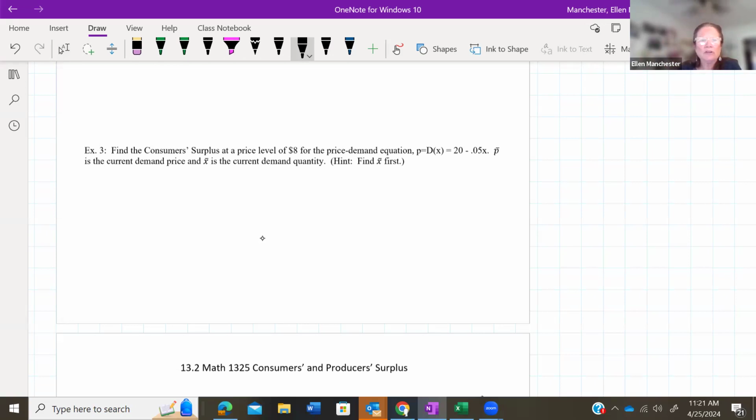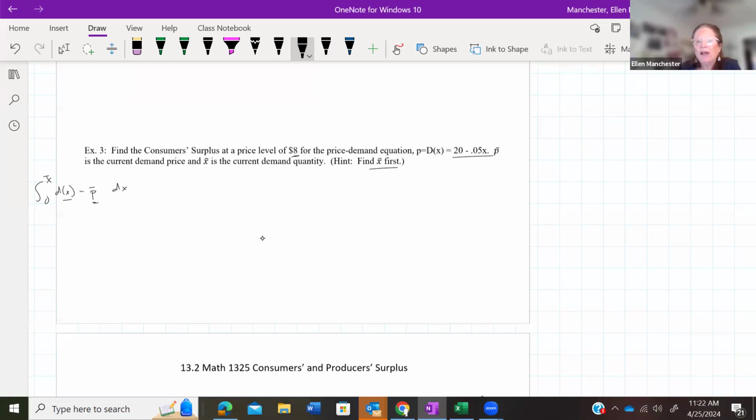So we are looking for consumer surplus. Okay, so here's our consumer surplus function, right? This is our formula. So let's look and see what we have. We have a price level of 8, so we have that. We have a function, we have that. We need the X. All right, so P is the current demand price, X is the current demand quantity. So we are going to find the X first.